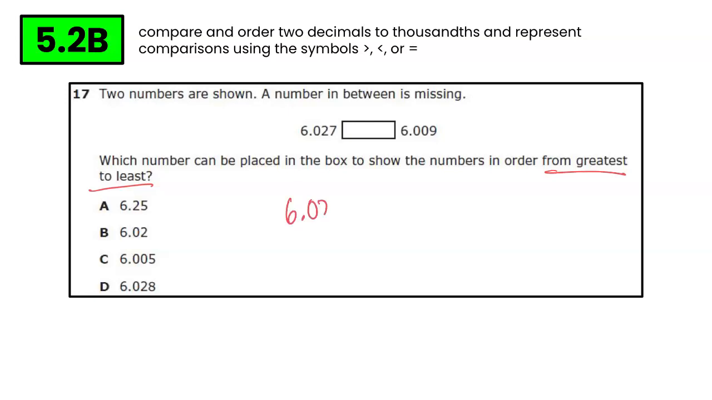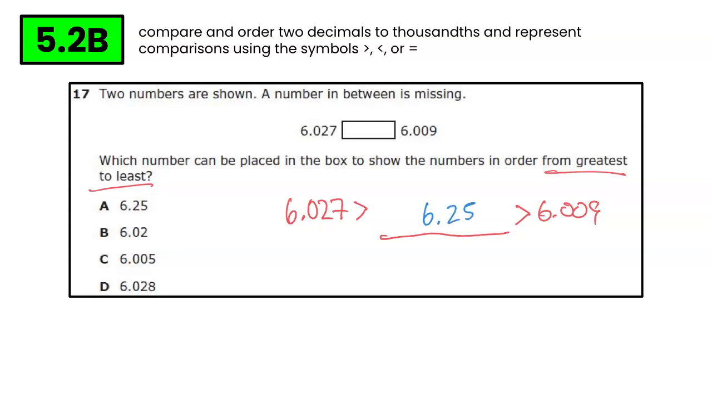So if I start by rewriting down 6.027, then I will put a line here and then 6.009. And what I know is that I want the order to be from greatest to least. So I need this number to be greater than my number in the middle, and I need my number in the middle to be greater than 6.009.